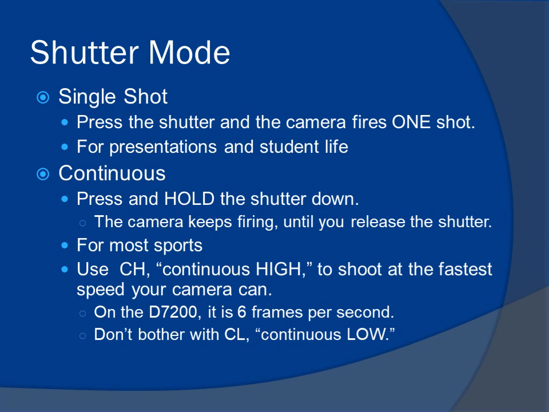Continuous. You press and hold the shutter down. The camera keeps firing until you release the shutter. This is for most sports. Use CH or continuous high to shoot at the fastest speed your camera can. On the Nikon D7200, it is 6 frames per second. Don't bother with CL or continuous low.